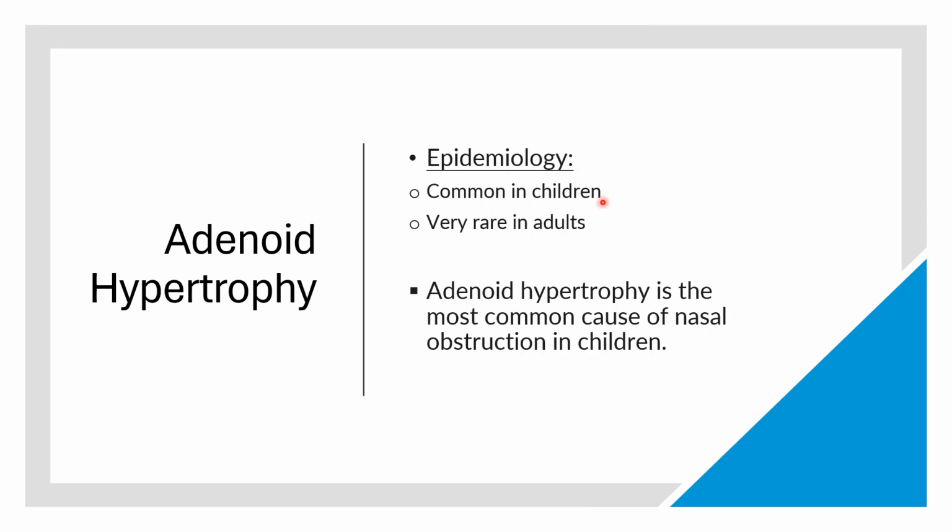Epidemiology. It is common in children. The adenoids are largest in children 2 to 6 years of age. Adenoid hypertrophy is very rare in adults. The pharyngeal tonsils slowly decrease in size between 6 years of age and puberty. Adenoid hypertrophy is the most common cause of nasal obstruction in children.